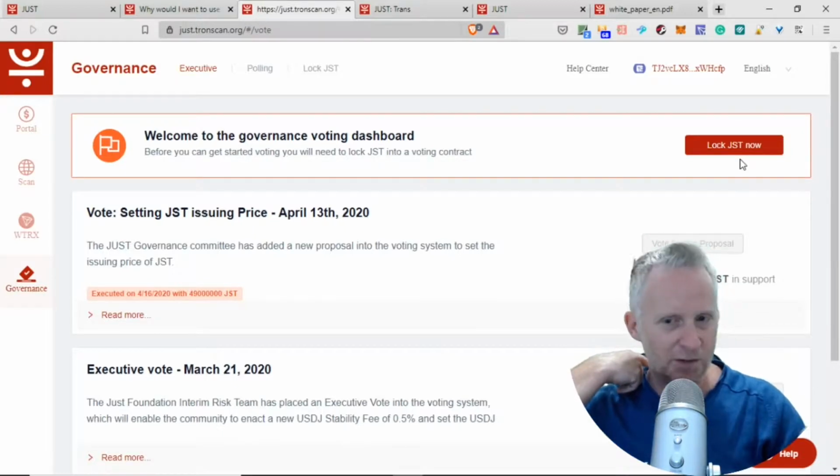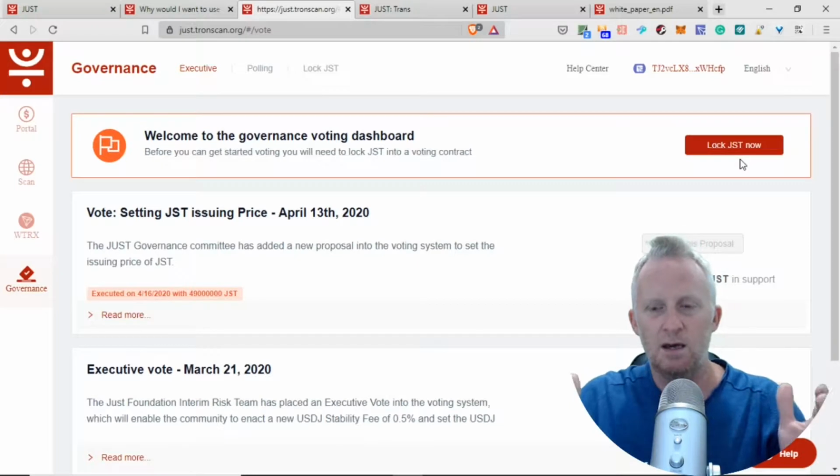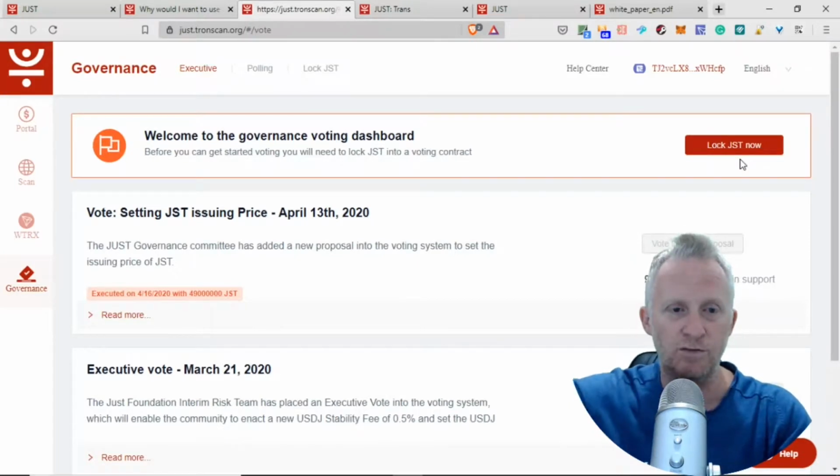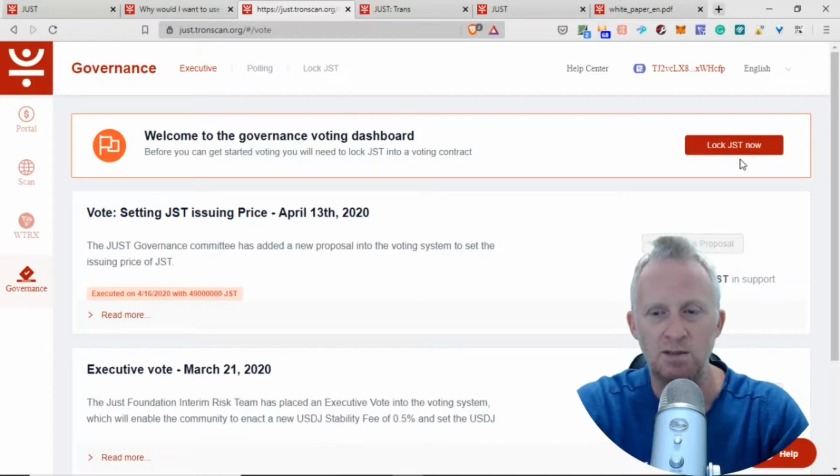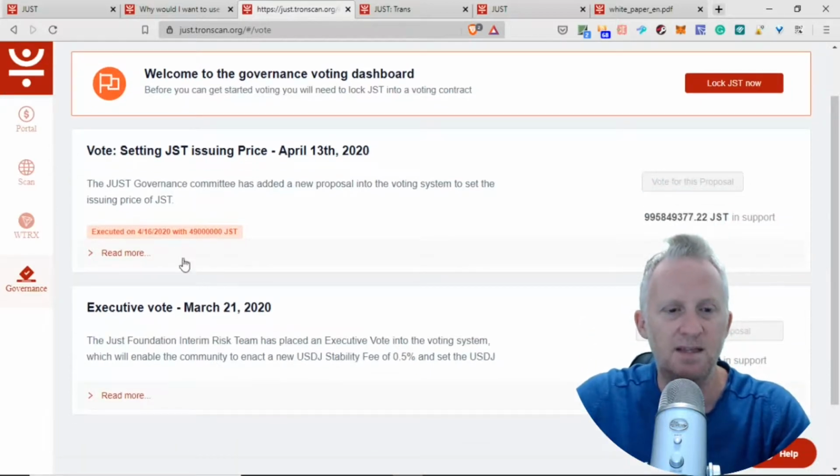But right now, I'm not quite sure how to mine the GST to be able to participate, or if you need to buy it on the free market. I'm not quite sure. So you need to lock GSD to vote for a proposal on the governance. Something that is really strange.